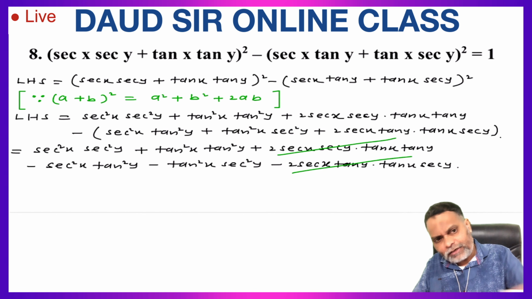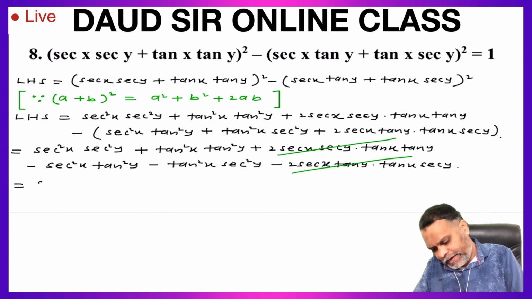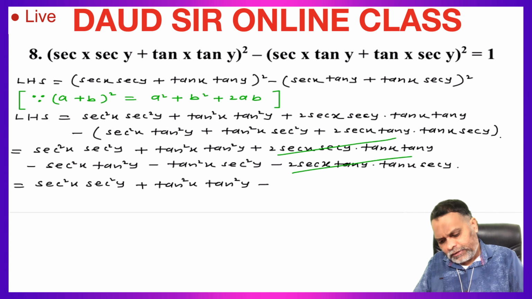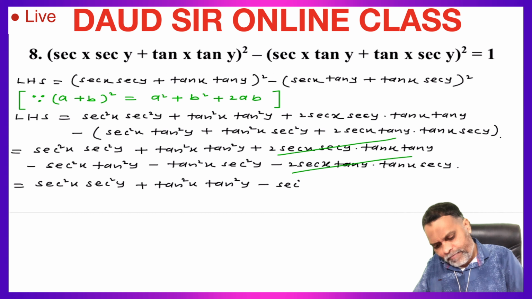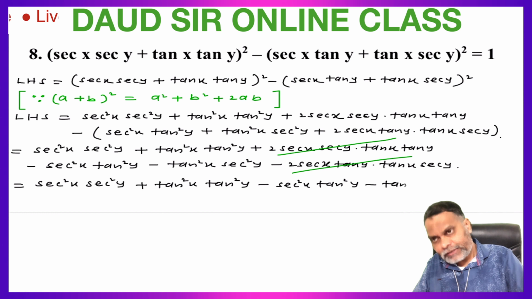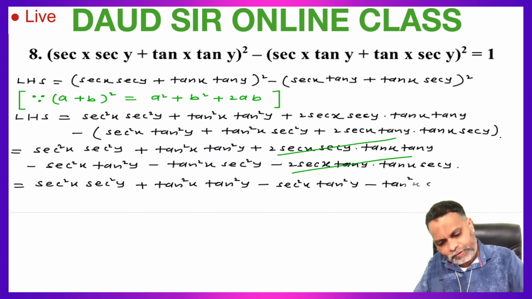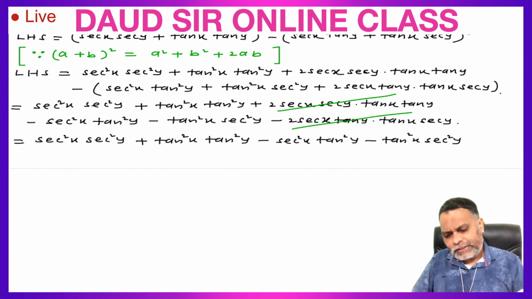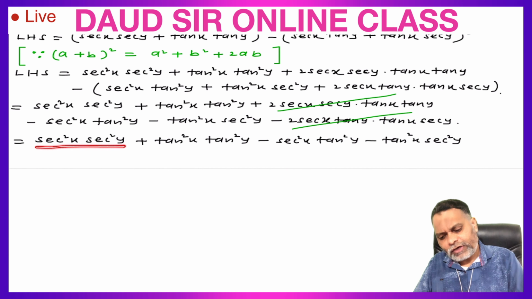Now write the remaining terms: sec square x sec square y plus tan square x tan square y minus sec square x tan square y minus tan square x sec square y. Now this sec square x sec square y, here sec square x tan square y.